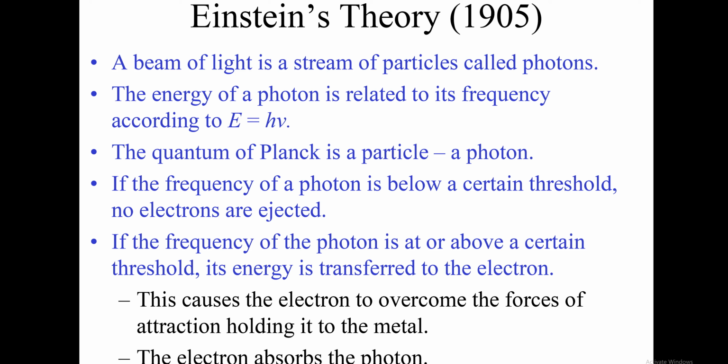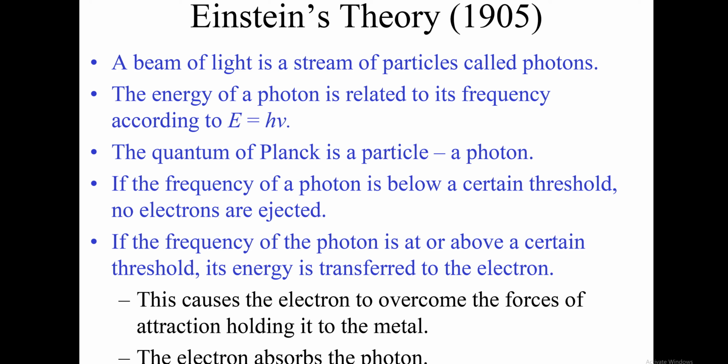Light can exist in two ways, as a wave and as a photon. The energy of the photon is related to its frequency, so if I multiply the frequency by Planck's constant, you can figure out how much energy you have. Obviously, the higher the frequency, the higher the energy. The quantum of Planck is a particle called a photon, which gets ejected. If the frequency of a photon is below a certain threshold, no electrons are ejected. So it has to be within a very specific frequency in order for the electron to move.